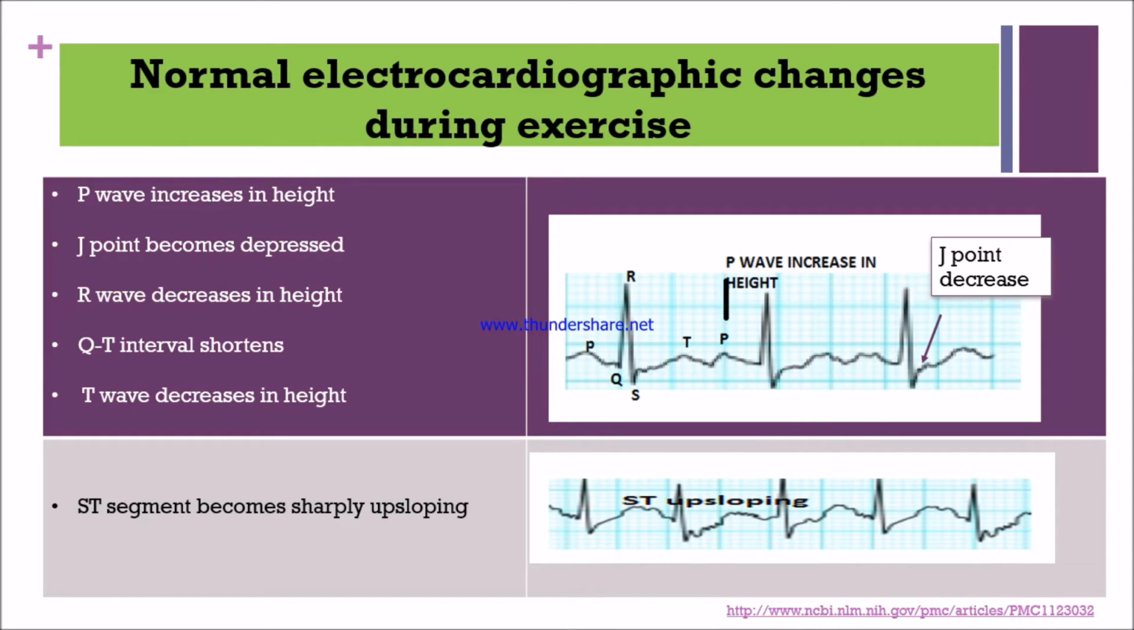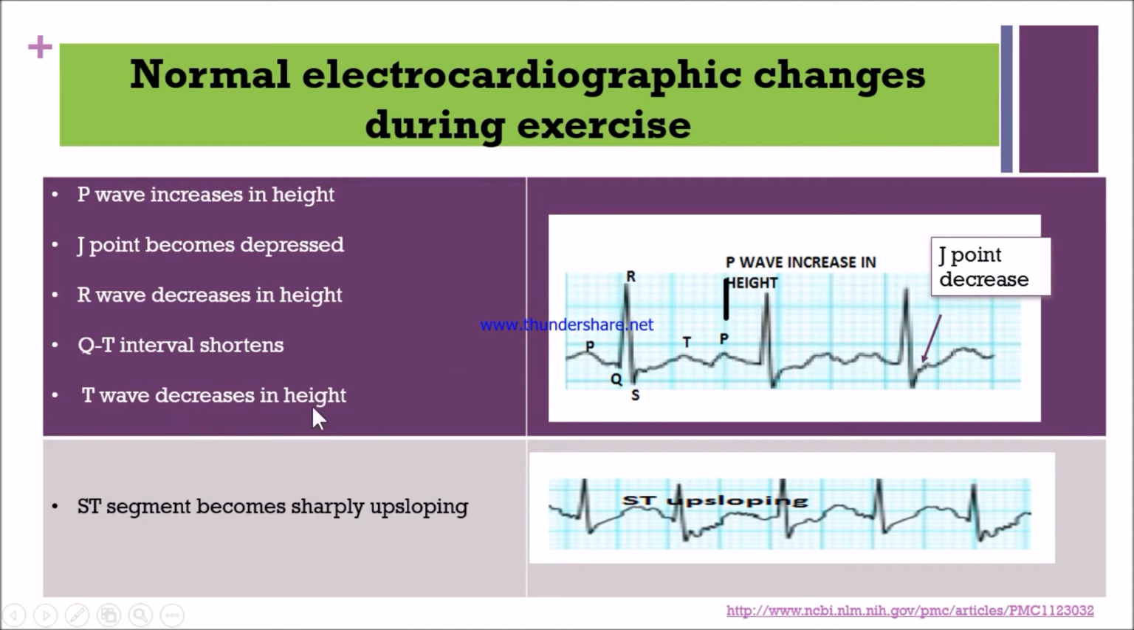Then there is a shortened QT interval. This is called the QT interval. It represents the time between the beginning of ventricular depolarization and the end of ventricular repolarization, measured from the QRS complex to the end of the T wave. When there is an increased heart rate due to the exercise, this QT interval gets shortened.